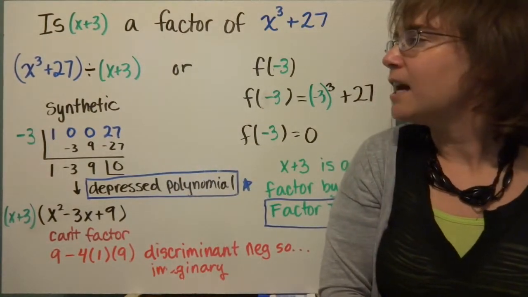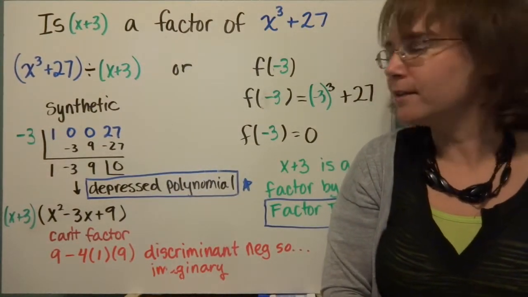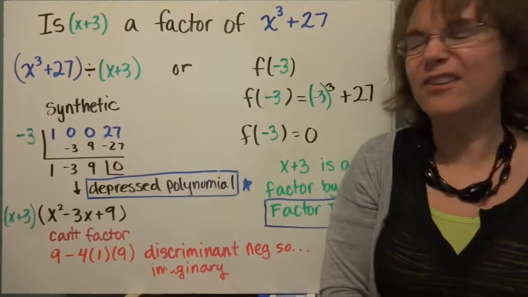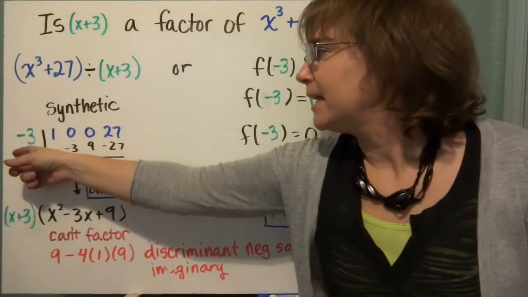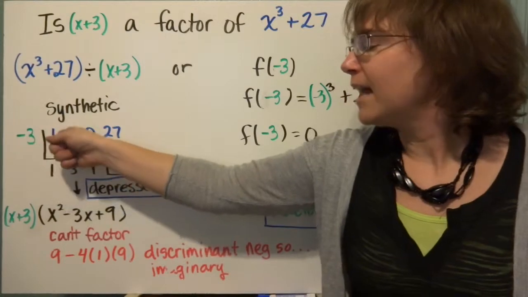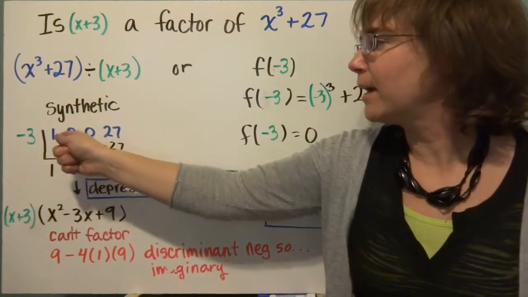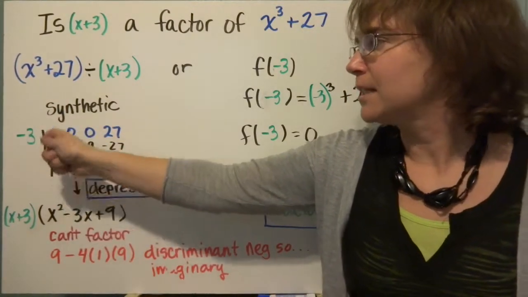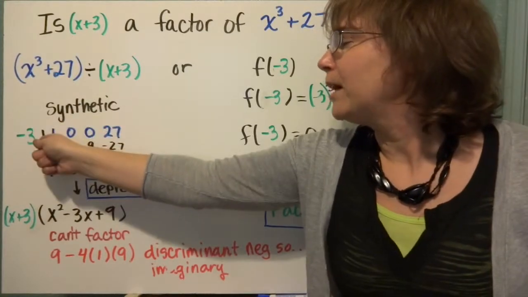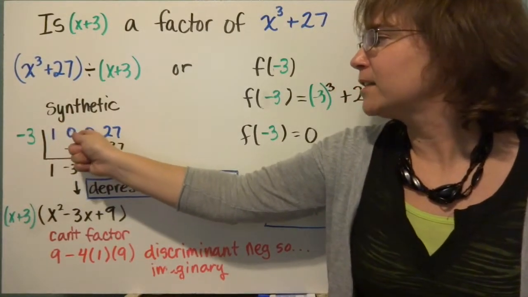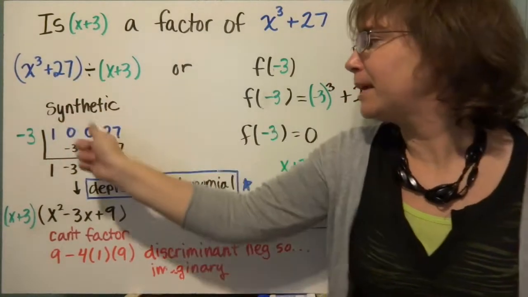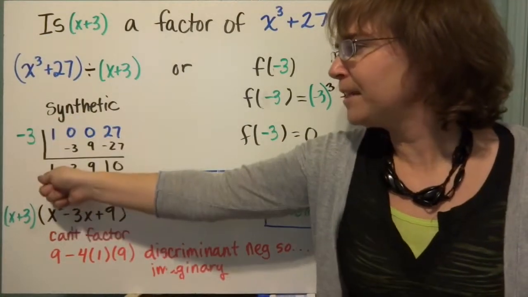And you could do this either with synthetic division or with long division. I chose synthetic because it was a little faster. So I put a negative 3 here. Now notice I have some placeholders for my x squared and for my x terms that I don't have up here. So 1 in front of the x cubed, a 0 for x squared, a 0 for x, and then my 27. Bring down the 1.